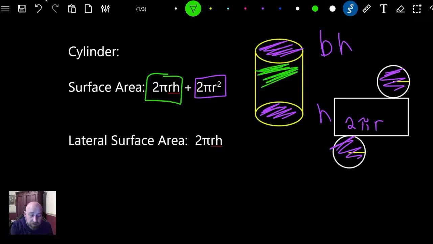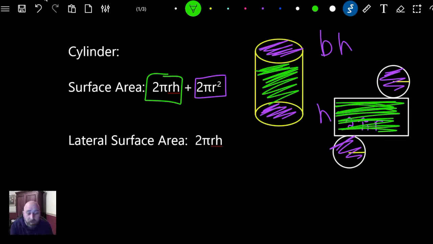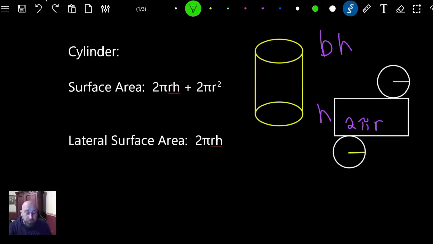And so that would be this part of the cylinder, and then over here in the net, it would be this part. Okay, so let's go ahead and do one of these. Let's put some figures on here. Let's put some numbers on here, and we'll see how you do.